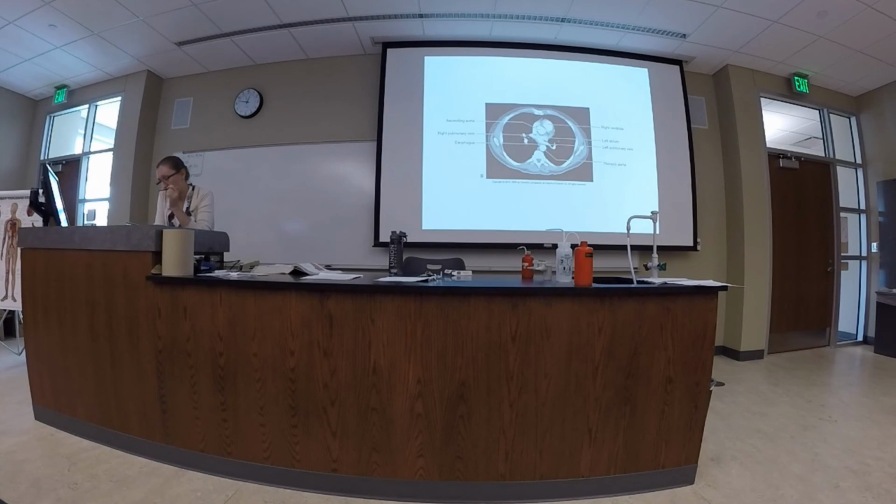Oh, I forgot we had this in here. All right, so here's just another cross-sectional image. This is a CT scan, where you can see the pulmonary veins coming in from either side and entering the left atrium there. Okay, back to the mitral valve.